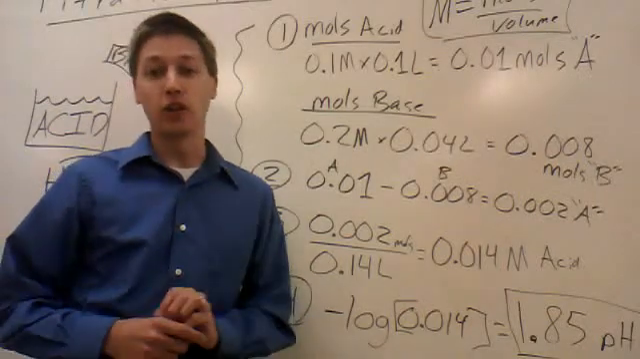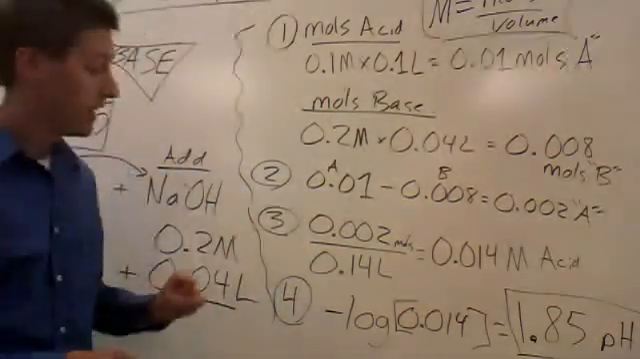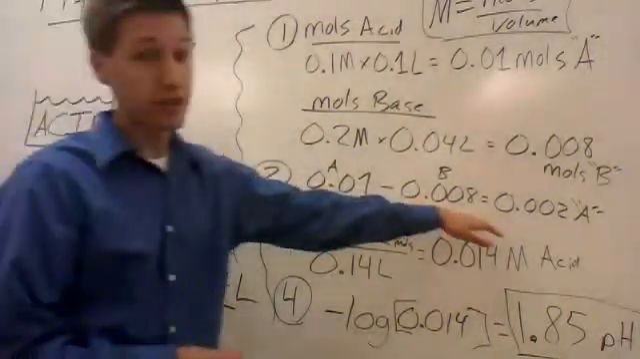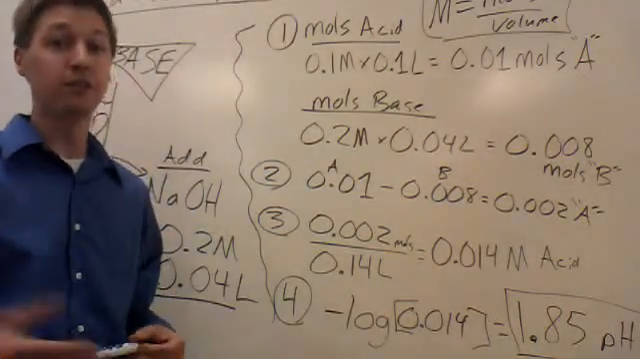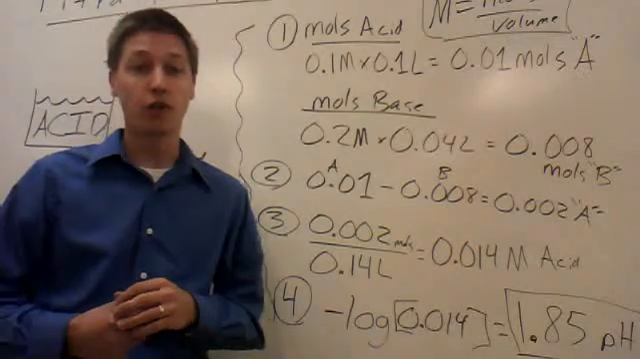Now again, a quick note: if this would have been a base problem, and if you had excess base left over, you wouldn't find a pH, you would find a pOH. And then you'd have to take 14 minus that to actually solve for the pH.